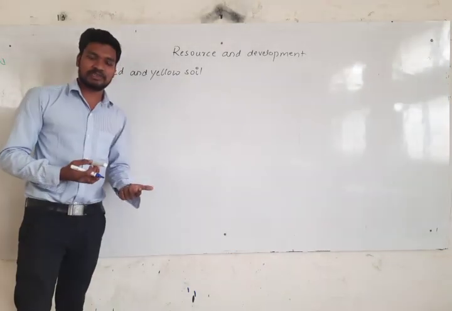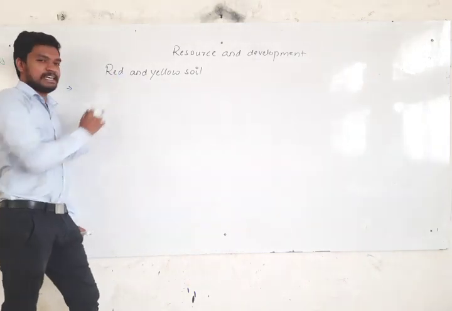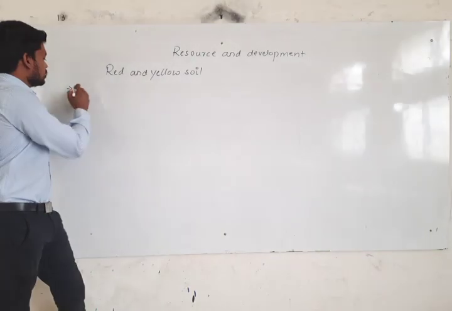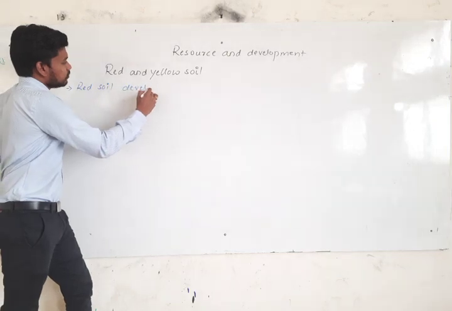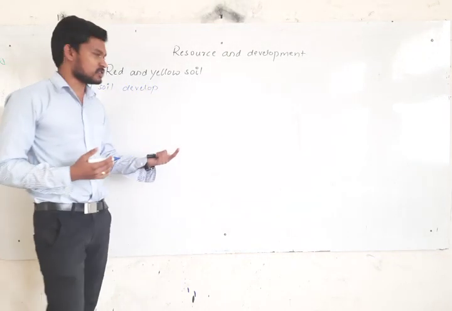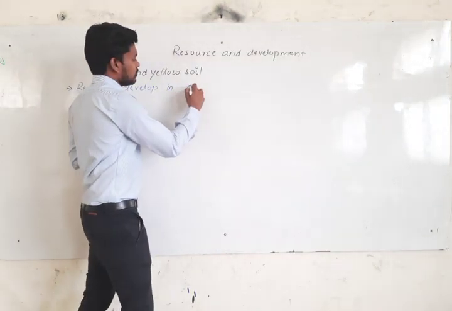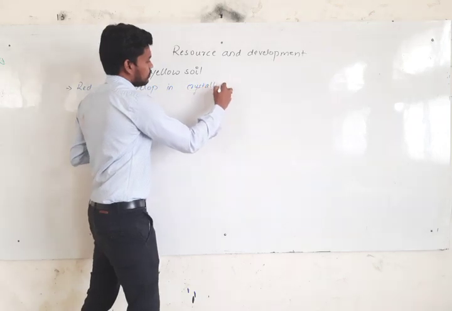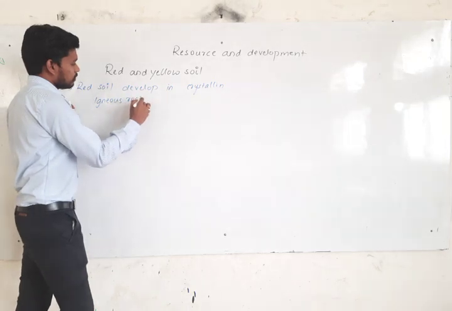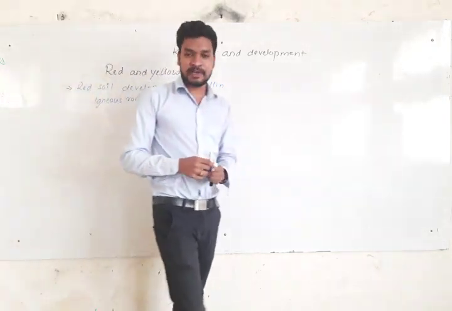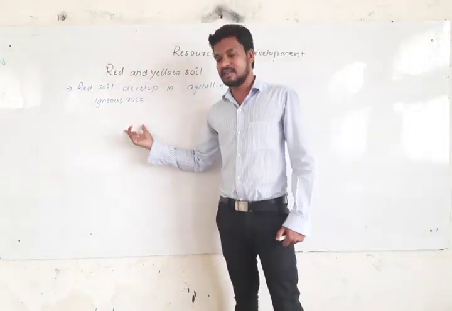We'll discuss how the color has changed and why. First we'll discuss the red soil. The red soil develops its soil texture in crystalline igneous rock. As I told, for the black soil, igneous rock is the parent rock. Same like that, for this red soil also the parent rock is igneous rock.